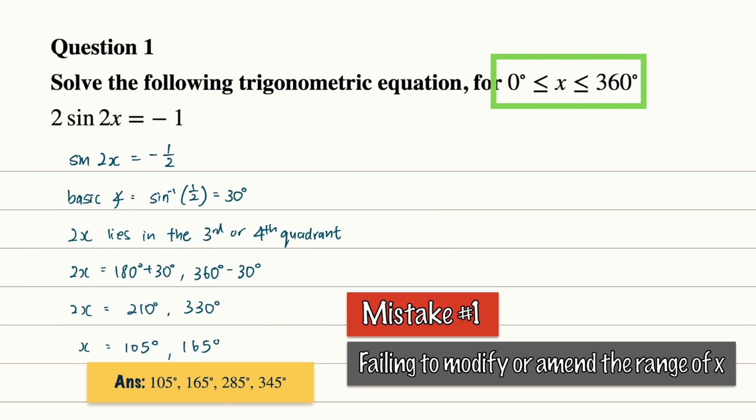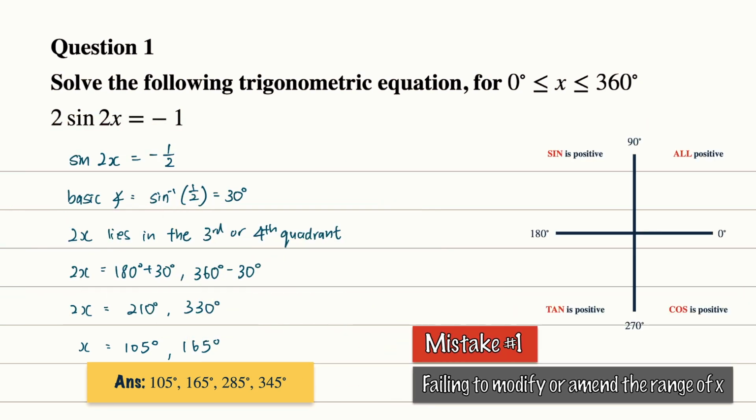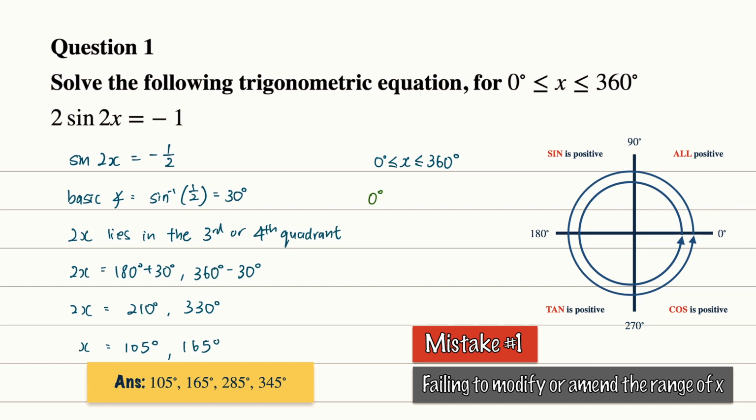So let's look at the diagram over here. In the original range of x, the values of our answers should lie between 0 and 360 degrees. However, the question states that the angle is now 2x, which means we need to go one more cycle round the quadrants, which gives us two more valid answers. So always amend the range as such by multiplying 2 to 0 on the left and 360 on the right.